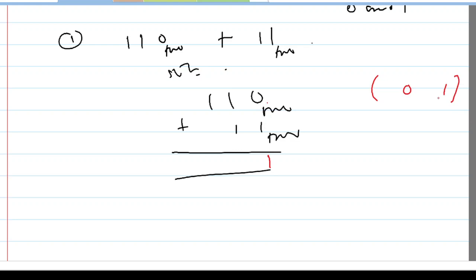Don't forget we have the interval from 0 to 1. So 1 plus 1 is 2. Is 2 among this number? No, it does not belong to this family. What are you going to do? Then you now divide by 2 since we are working in base 2.